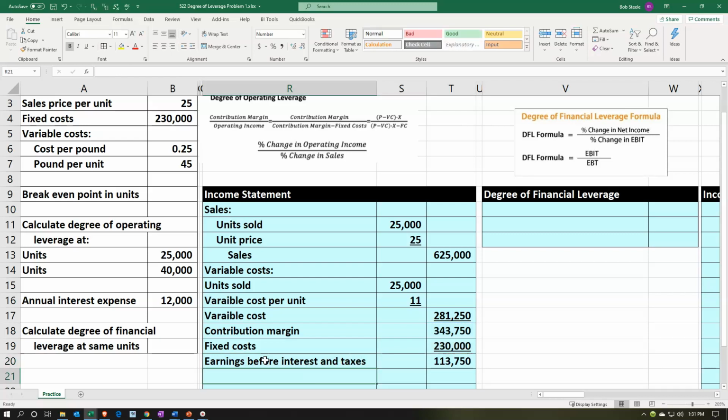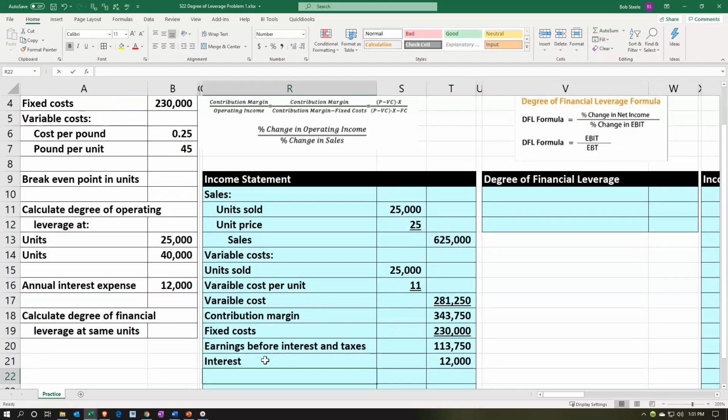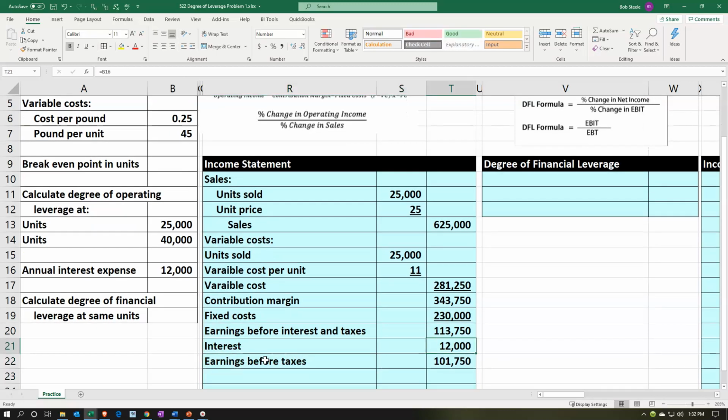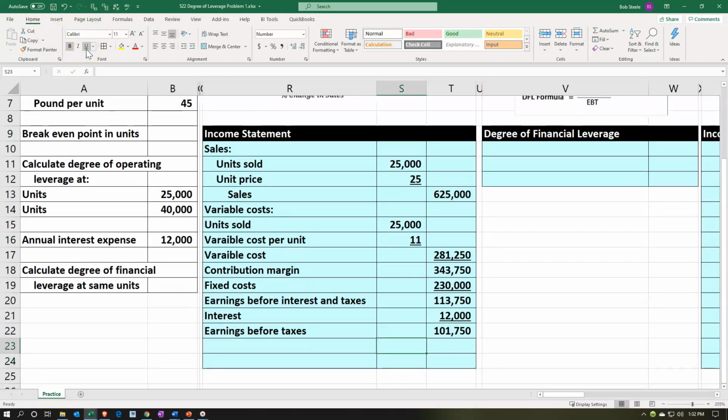Then we have the interest expense, which is going to be this 12,000 over here. And that's going to give us our earnings before taxes, which is going to be equal to the earnings before interest and taxes minus the interest. Let's put an underline over here, Home tab font group, underline. And that's kind of where we stop because we don't have the taxes. Next we would have the taxes if we were doing those, but we're not going to do that. And then earnings after taxes, otherwise known as net income.